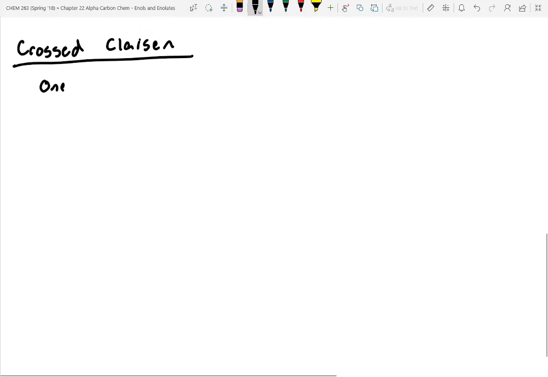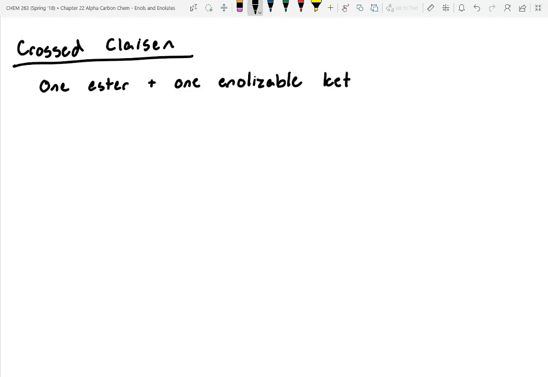And with the cross Claisen, it's typically done this way, where you have one ester plus one enolizable ketone or ester. Enolizable, if I can spell that. Really could be any one of those three. So I'll show you an example of this.